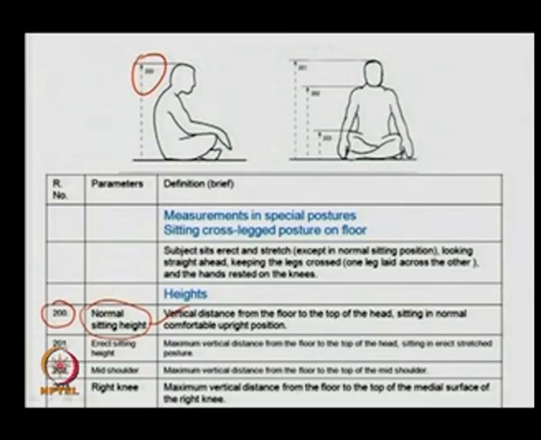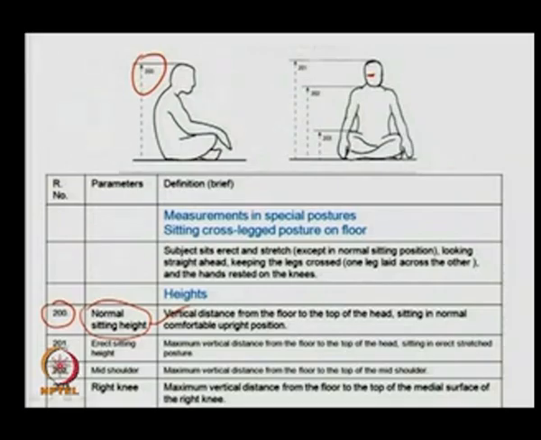And when you are sitting erect, like 201, this is the erect sitting height. The erect sitting height is the maximum vertical distance from the floor to the top of the head, sitting in an erect stretched posture. Accordingly, the eye height will be there, and then the mid shoulder height, and then the mid thigh height, and right knee height.